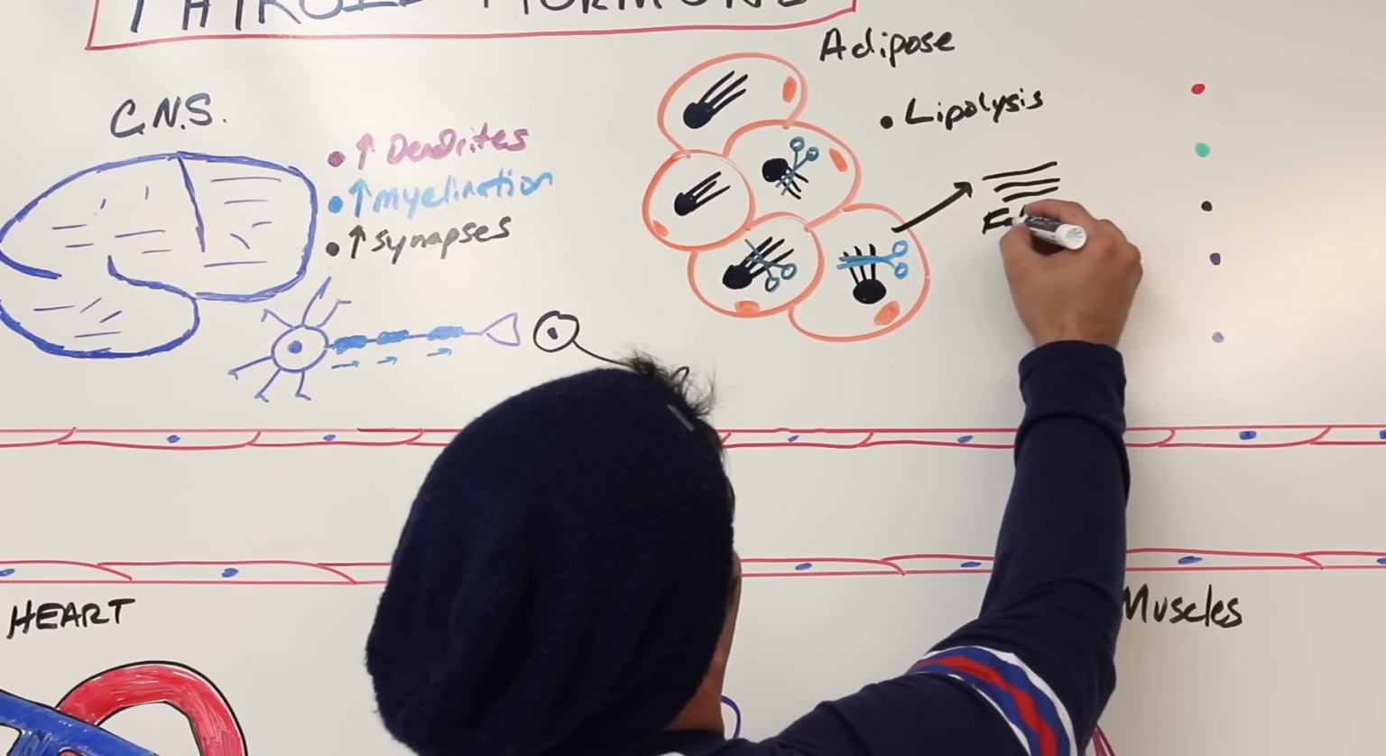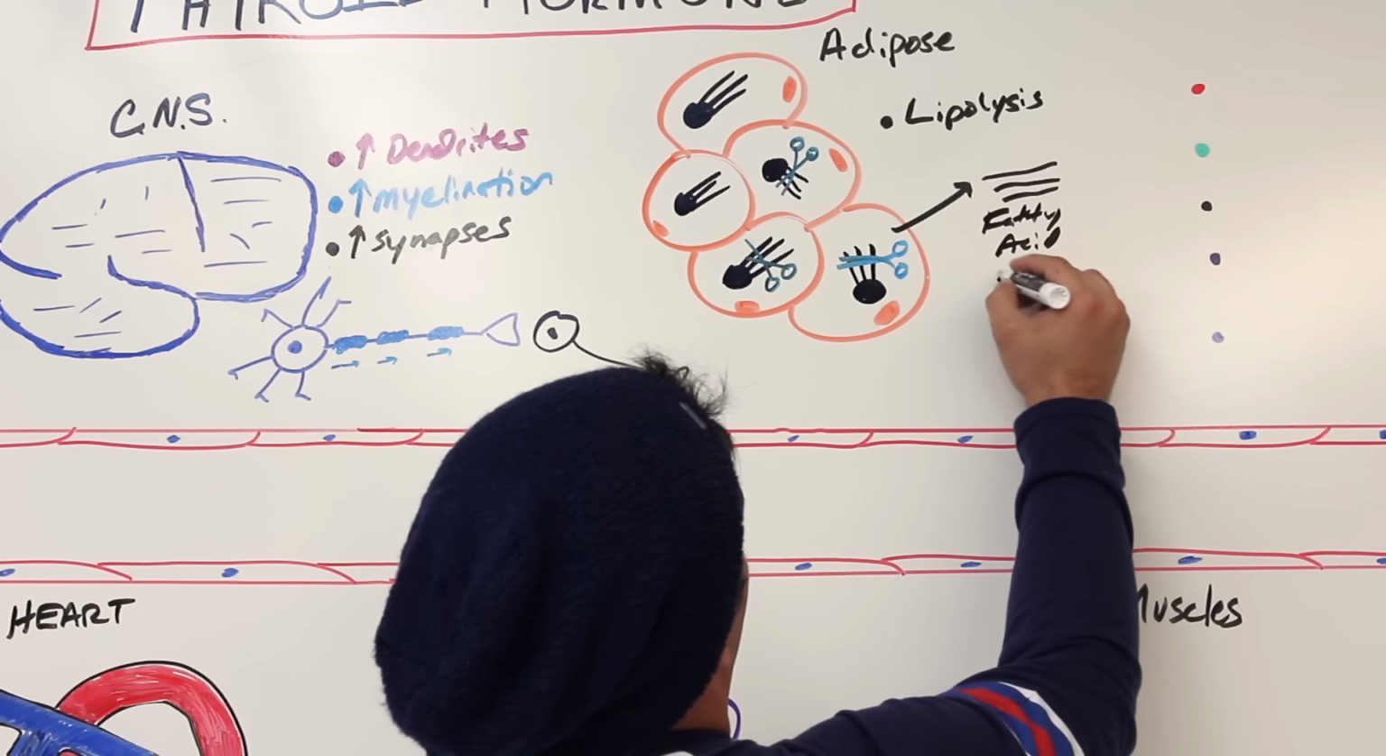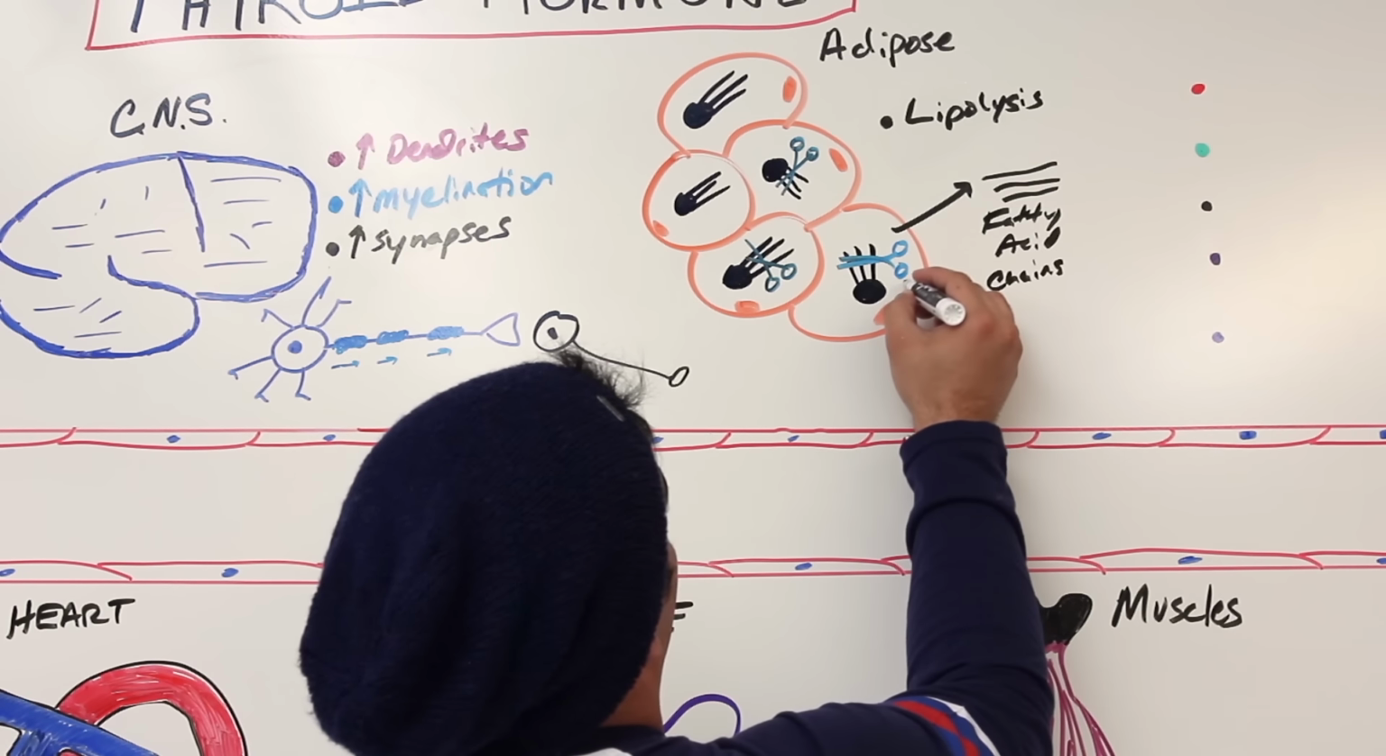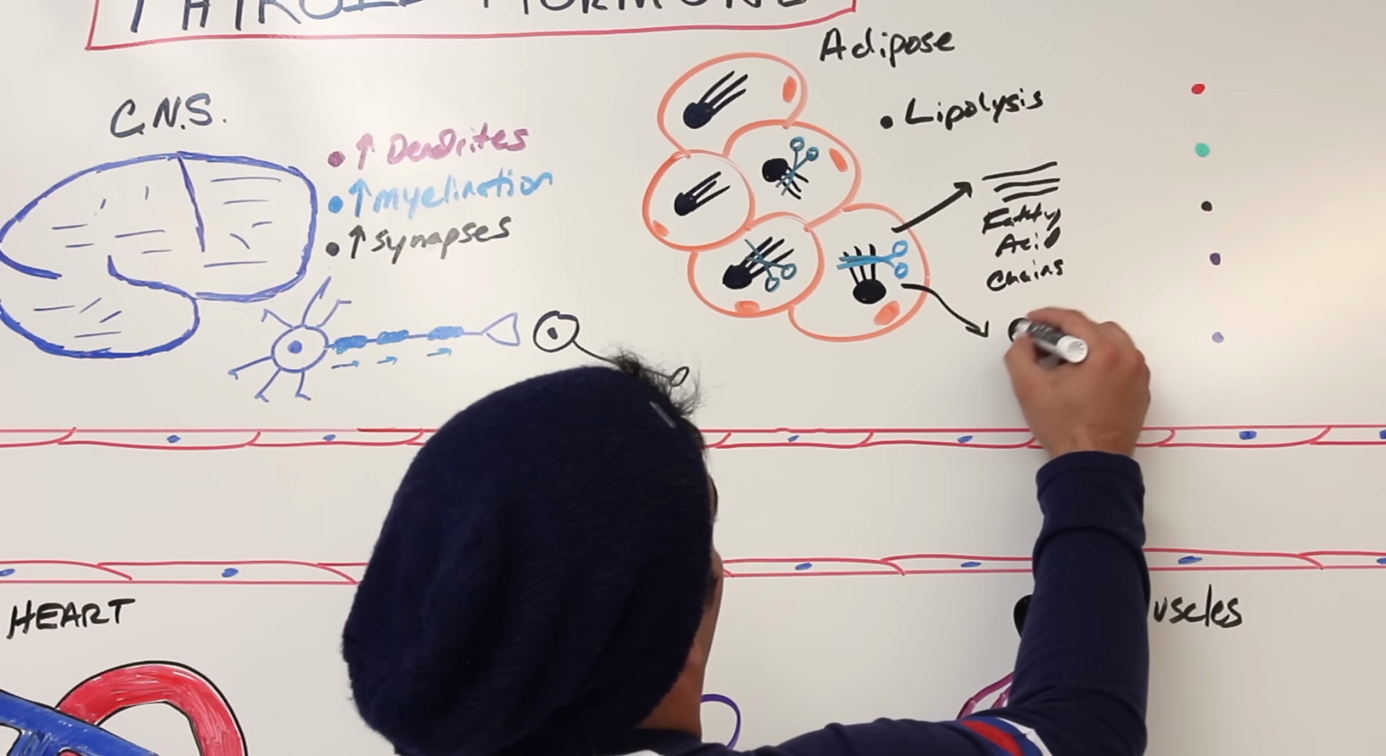So what is this called? Fatty acid chains. And what's the other component? The glycerol.